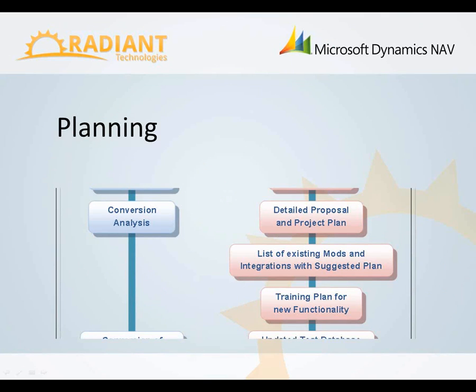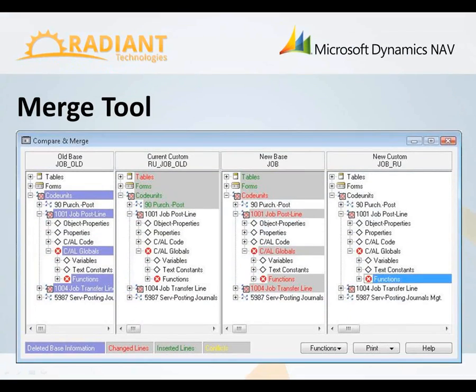of the project plan, as well as all the different costs that may be involved, as well as the list of existing mods and integration with existing modifications. Because a lot of people come to us and say, hey, I know I have modifications in my system. I'm just not sure what those modifications are. So we have a tool, and this is an old view of the tool. And what that tool does is list out what your modifications are.